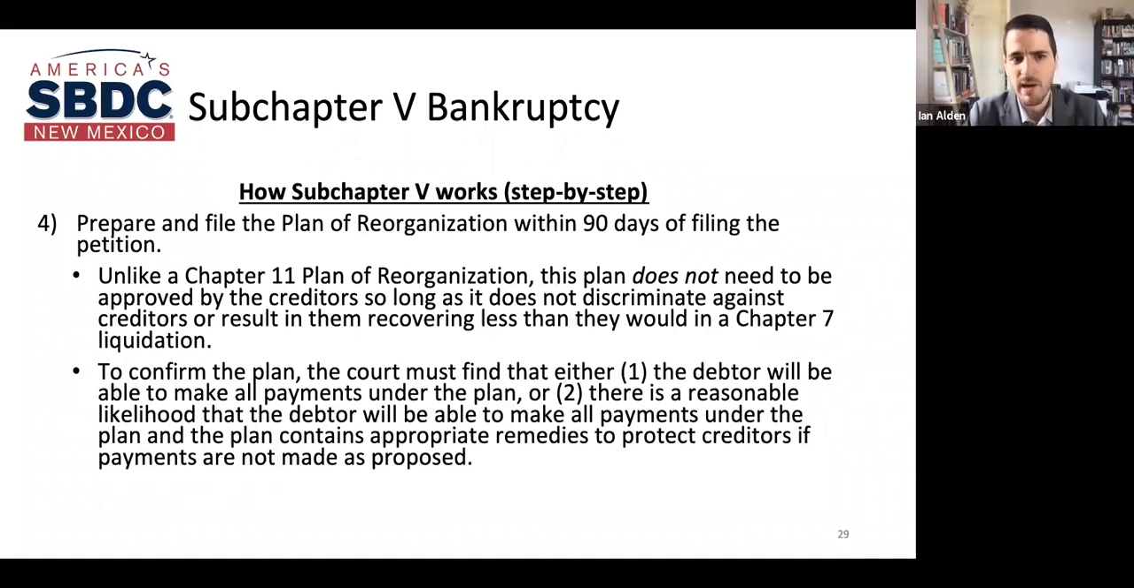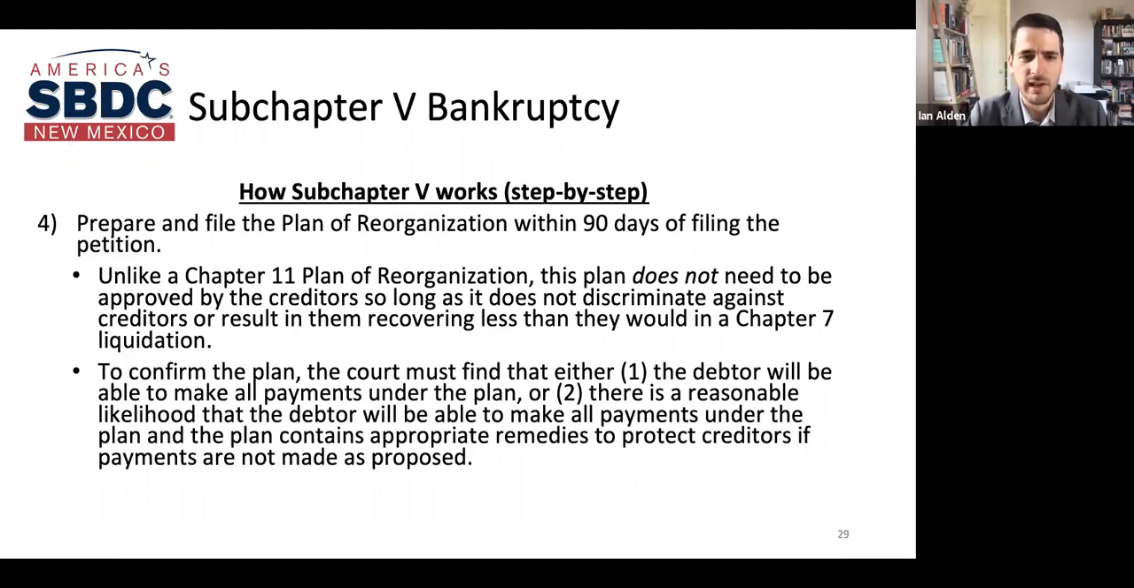Now, ultimately, you prepare and file the plan of reorganization within 90 days of filing the bankruptcy petition. So within 90 days, you prepare and file the plan of reorganization.